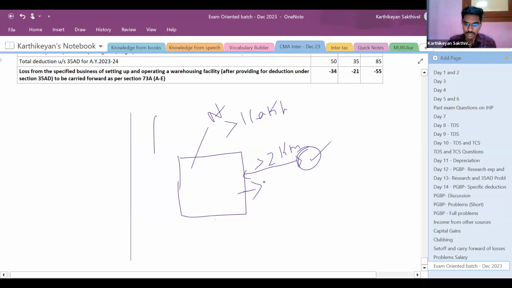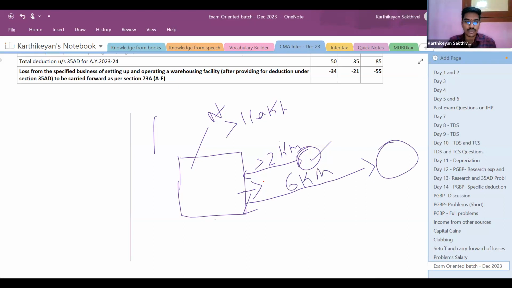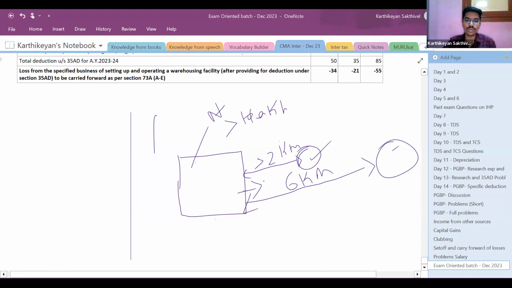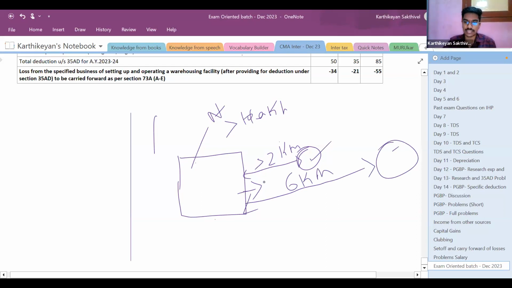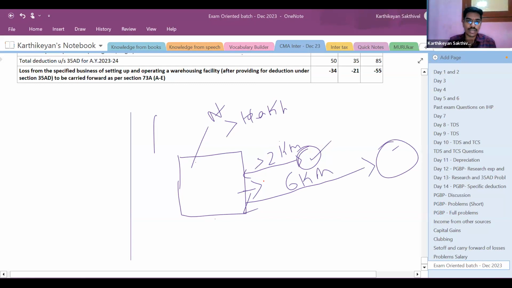If not, assume for example there is some other distance, say 6 kilometers, where your agricultural land is. For this to be treated as rural agricultural land, the population limit will become 10 lakhs. If the population is more than 1 lakh but less than 10 lakhs, then till 6 kilometers whatever is the land, it is to be treated as rural agricultural land.